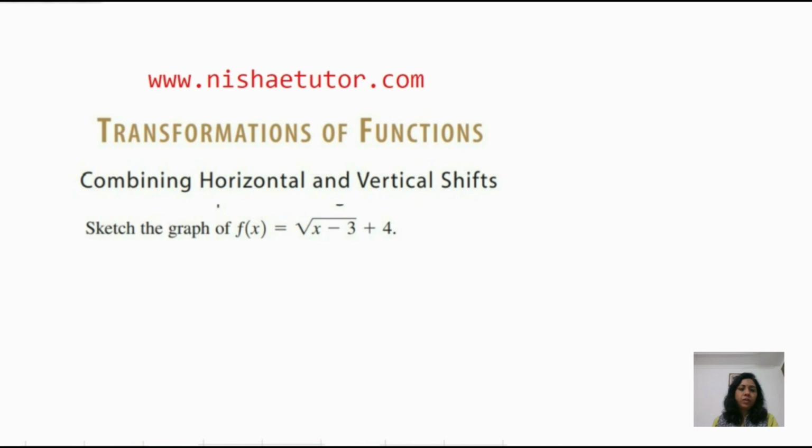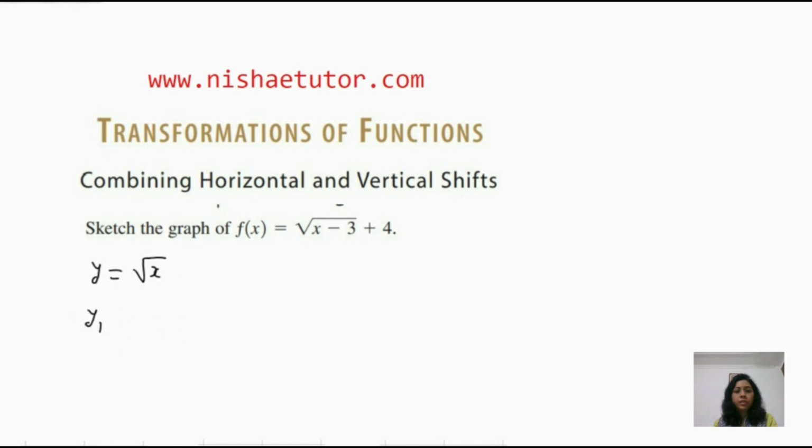In this series we are doing transformations of functions and today we will learn combining horizontal and vertical shifts. Here is the question. Sketch the graph of f(x) equal to square root of (x minus 3) plus 4. So can you observe here the original function is square root x, right?